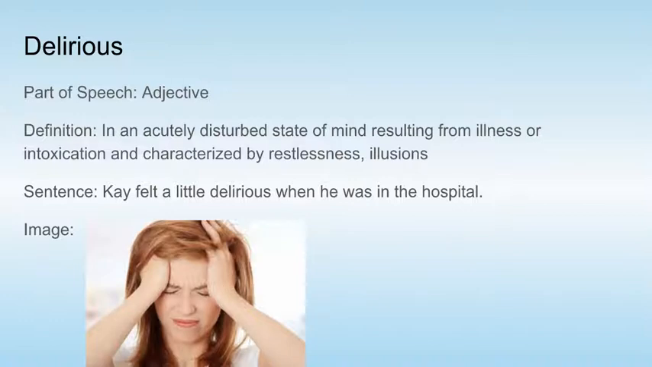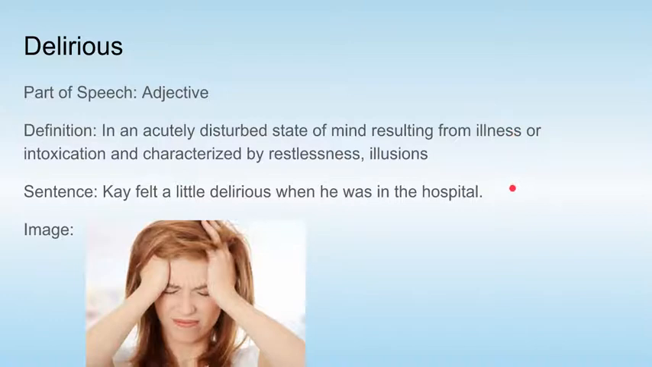Delirious. It's an adjective, and adjectives we know are used to describe nouns. In this case, an acutely disturbed state of mind resulting from an illness. Just think of it as severe restlessness. Maybe with delirious, you might have some type of illusion. It doesn't necessarily have to come from intoxication. I'm pretty sure this is probably the definition you found online, but maybe if you're overly heated, you could also become very delirious because of the extreme heat.